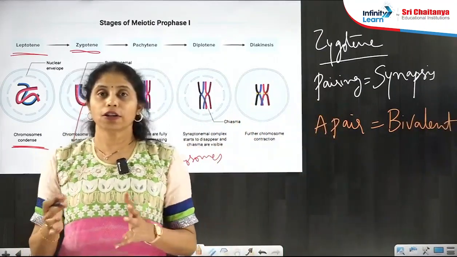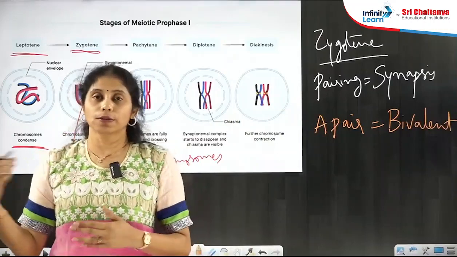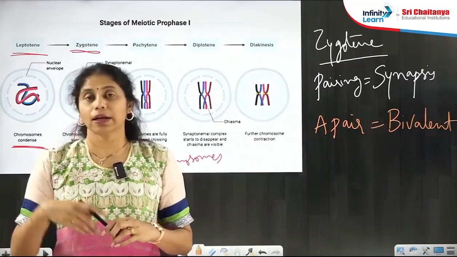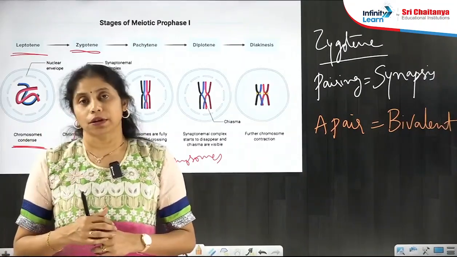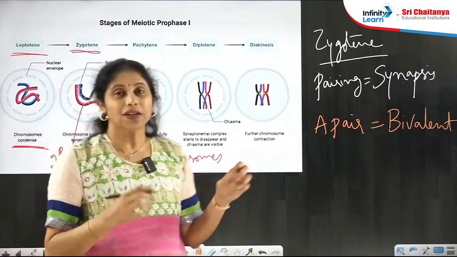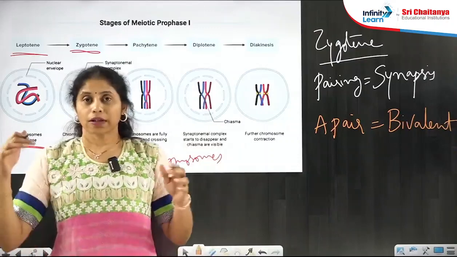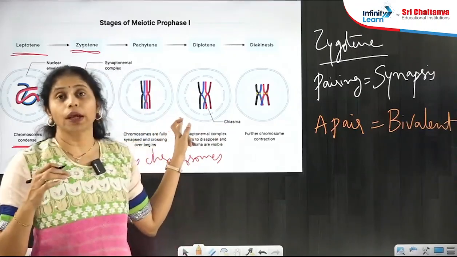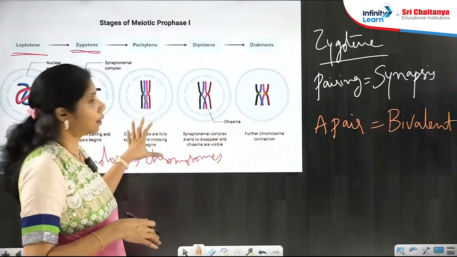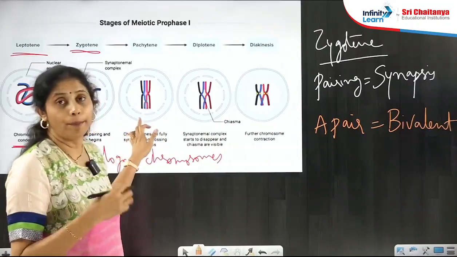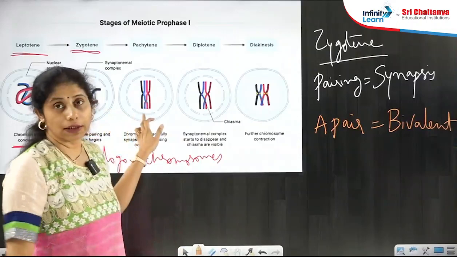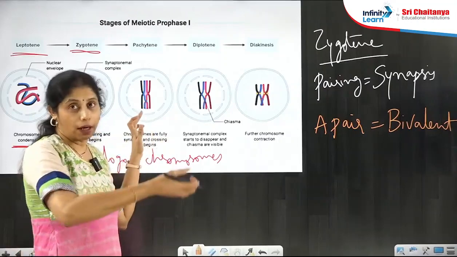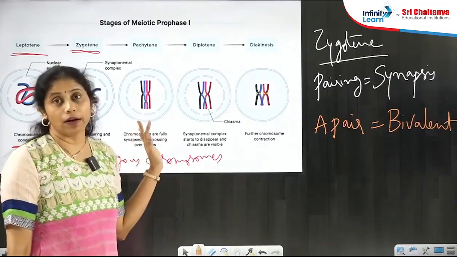So the end result of the zygote is that all the homologous chromosomes become pairs, and each pair is now called a bivalent. The process of pairing is called synapsis. The bivalent is not that clear in the zygote because condensation is going on. In the next stage, the pachytene, they will appear very clearly. They are formed here only, but we can't see them clearly because of lack of that much condensation. When we come to the pachytene, it will be further condensed, so we can see the bivalent very clearly.